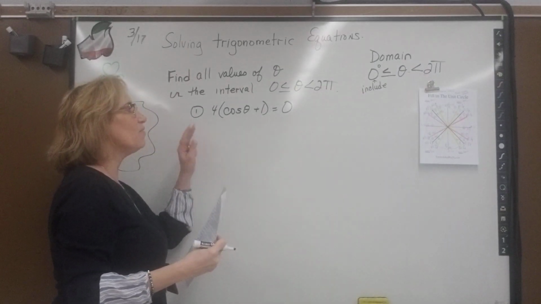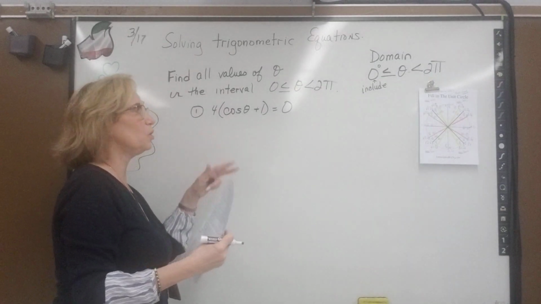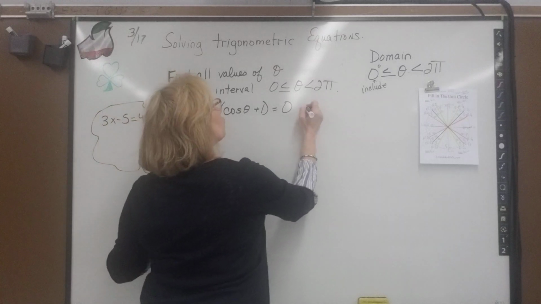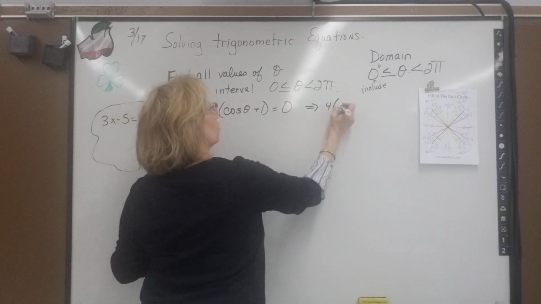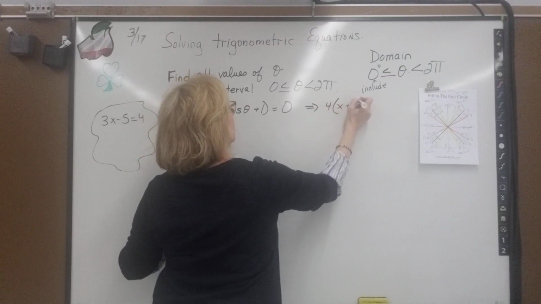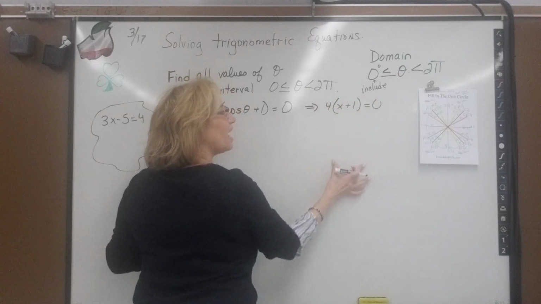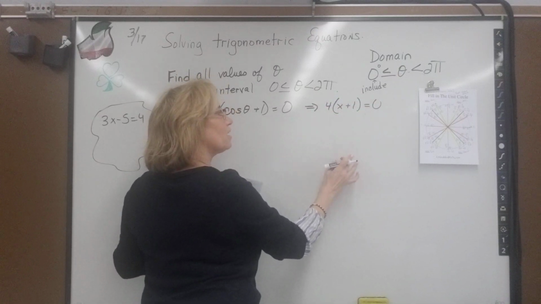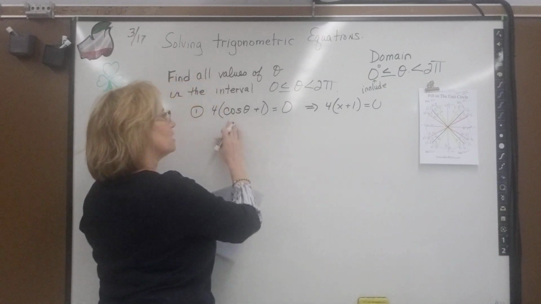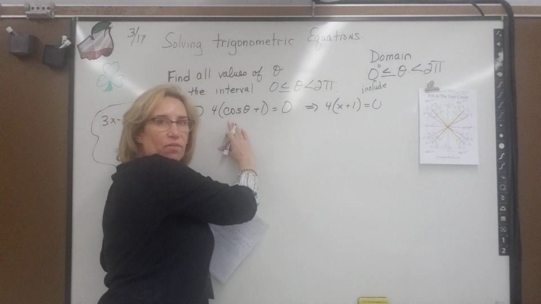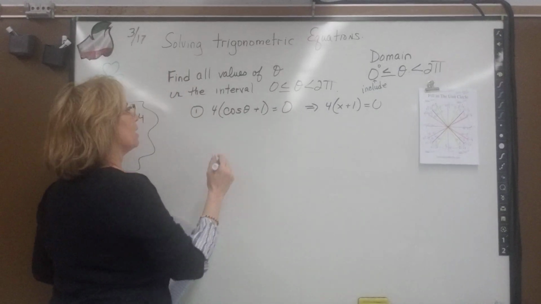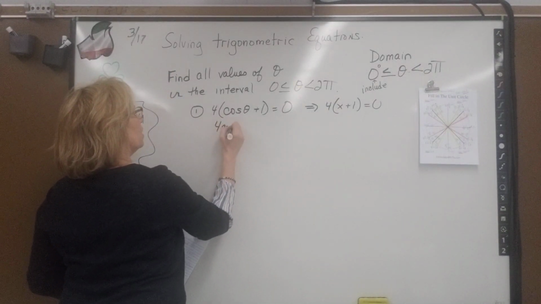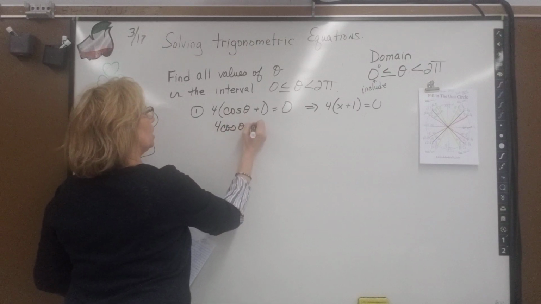Basically, if it makes it easier for you, what you can do is rewrite it without the trig value, as 4 times parentheses x plus 1 equals 0. Solve this, and then when you get down to x equals, replace x with cosine of theta, if that helps you. Okay, so hopefully you paused and you came back and you were able to solve this by distributing.